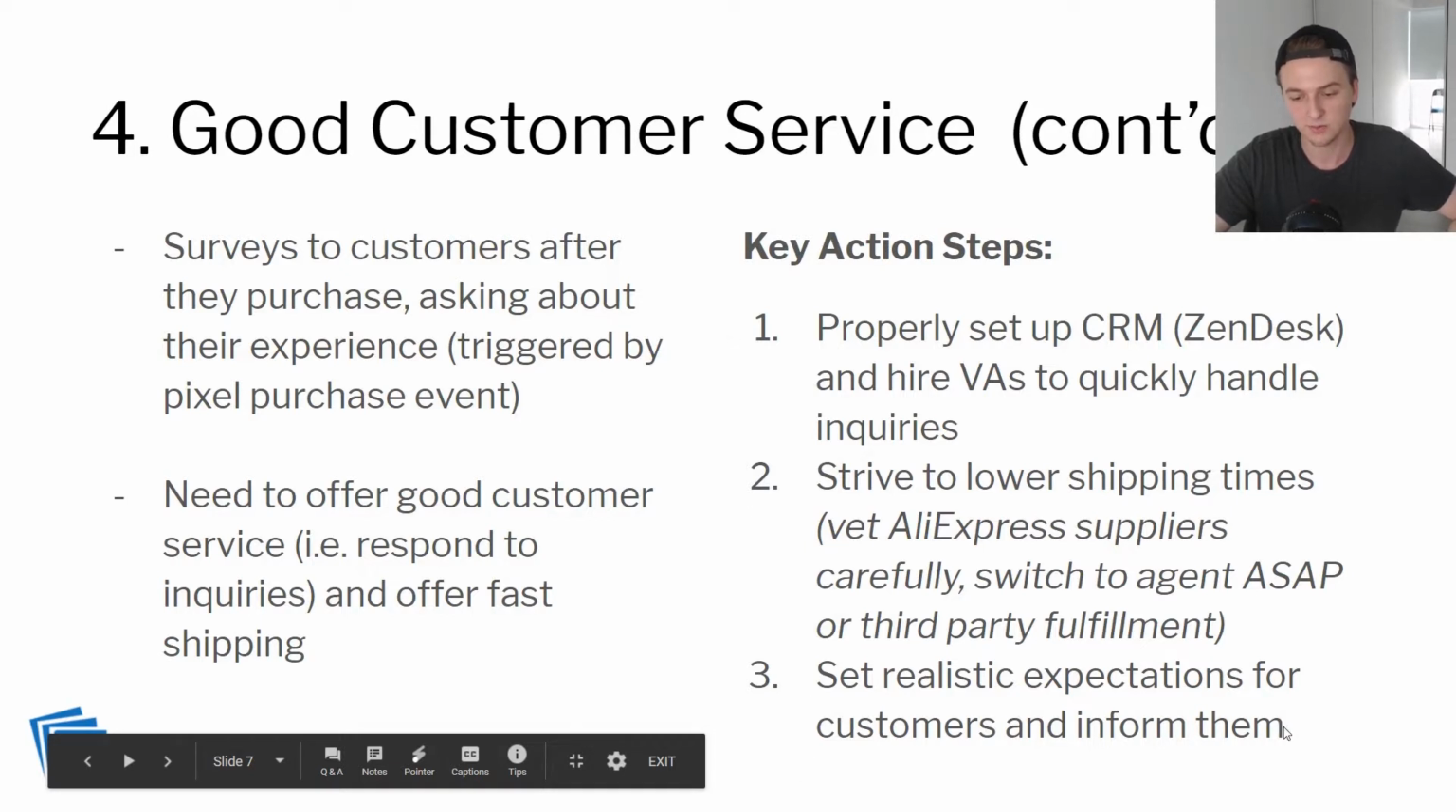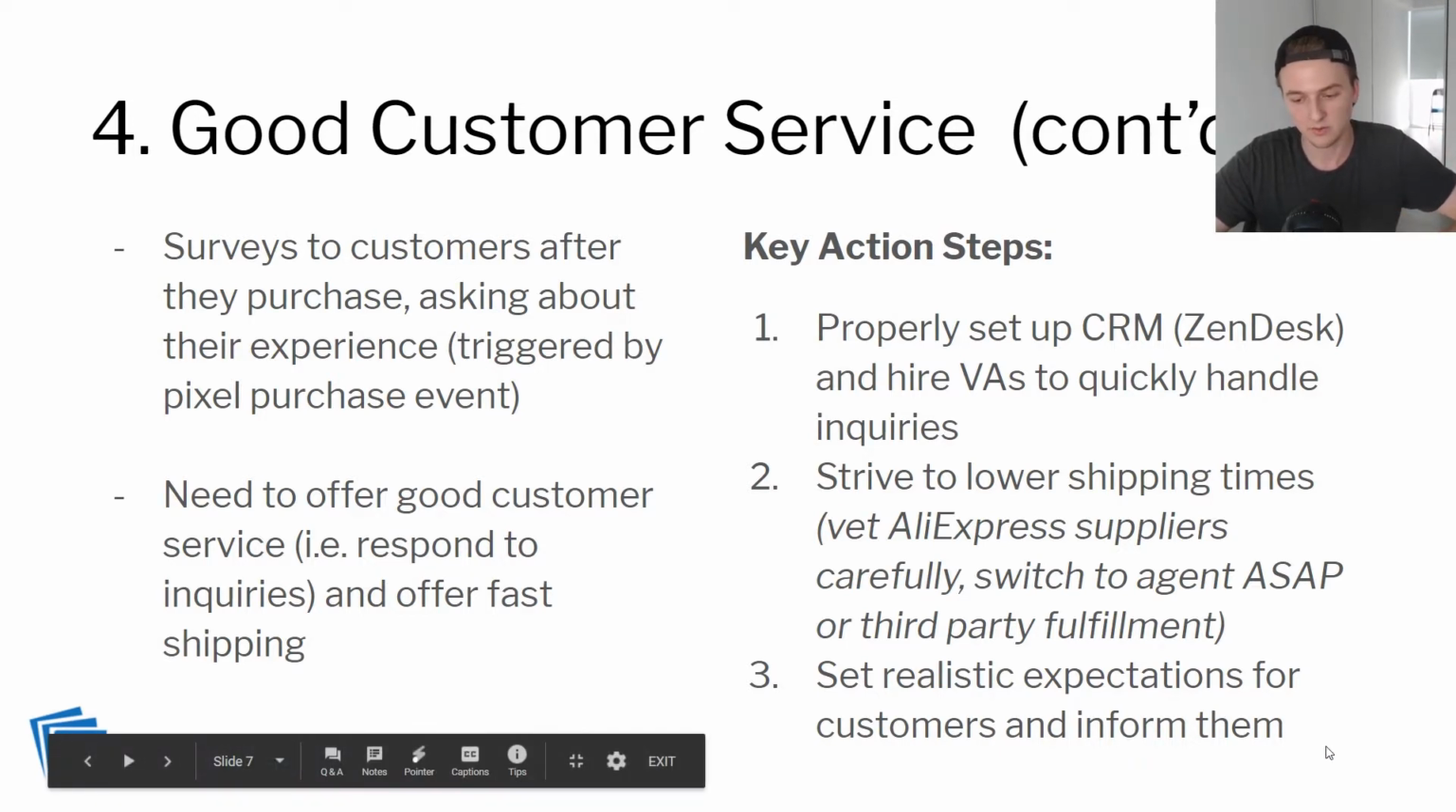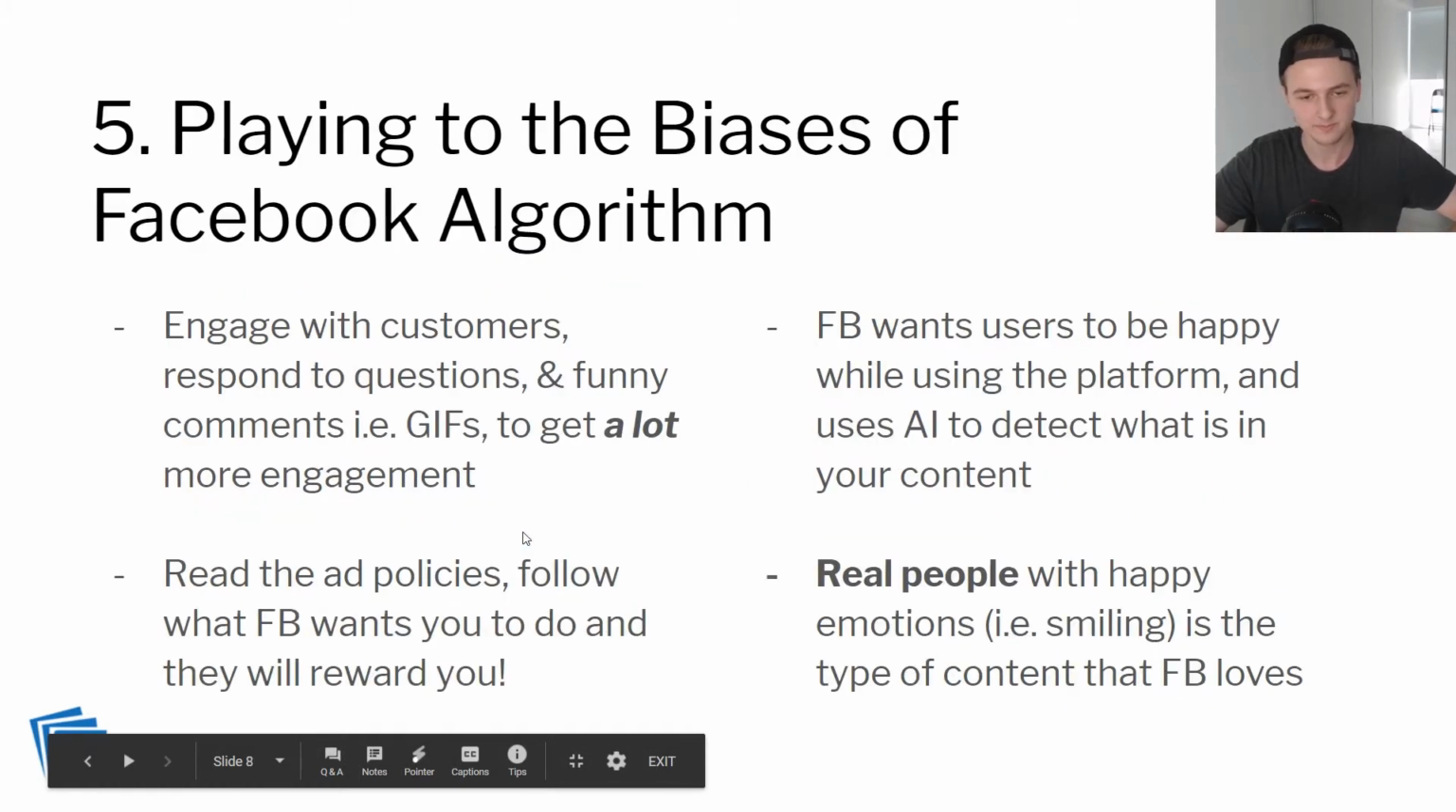And the third one is setting realistic expectations for customers and informing them, right? So, you can list your shipping times on the website. Have email sequences that let them know after they order, hey, this is where you can track your order. If it's not working right now, here's what you should do. Things like that, right? Inform them, and this is going to avoid some frustrations that might lead them to leaving bad feedback once they get this survey by Facebook.